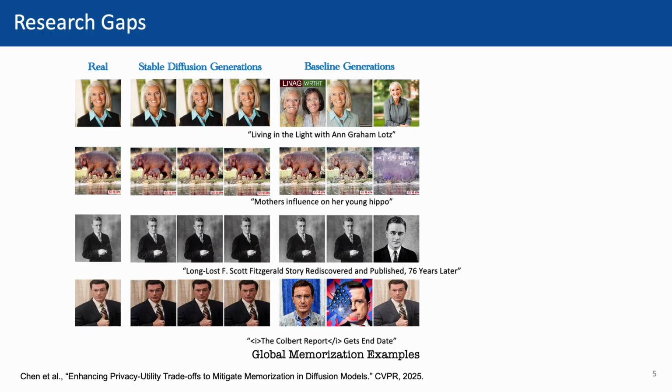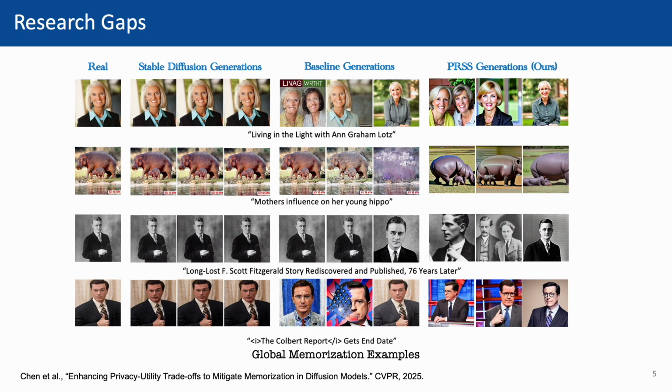Let's now look at some visual examples that highlight the research gaps in existing strategies. As we can see, Stable Diffusion often replicates training images. Using the same random seeds, the baseline mitigation strategy does manage to reduce some of these memorized generations. However, replications are still quite frequent, and when memorization is avoided, the outputs often suffer, producing visible artifacts and significantly reducing generation quality. In contrast, our method is able to reduce memorization while still preserving high utility, producing images that are both novel and faithful to the user's prompt.